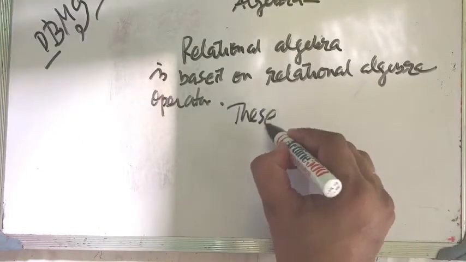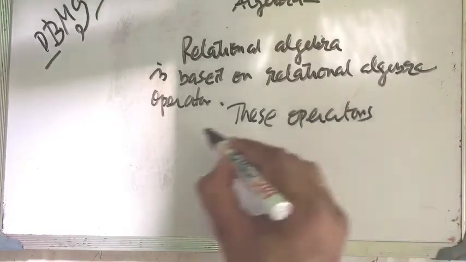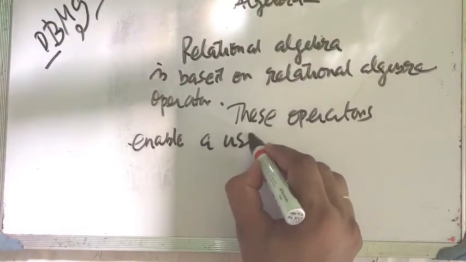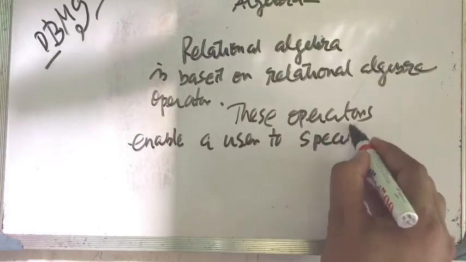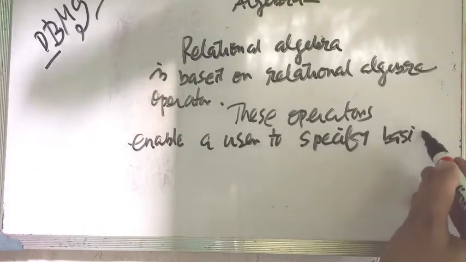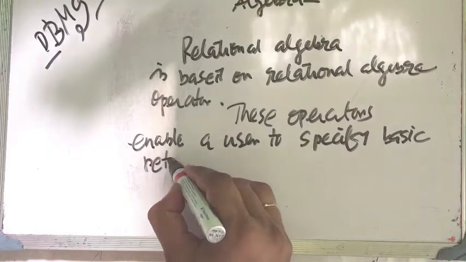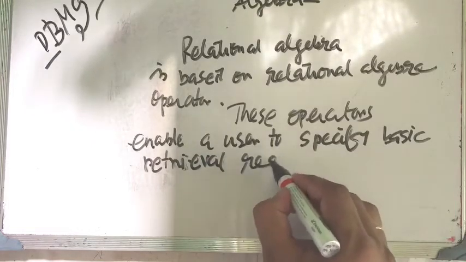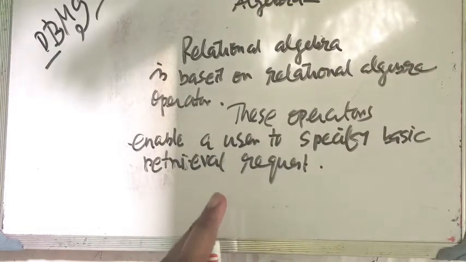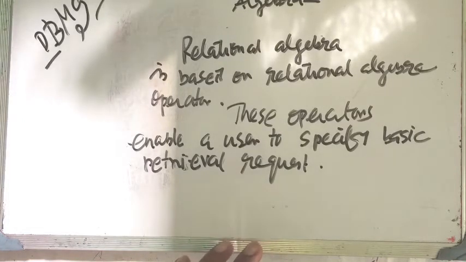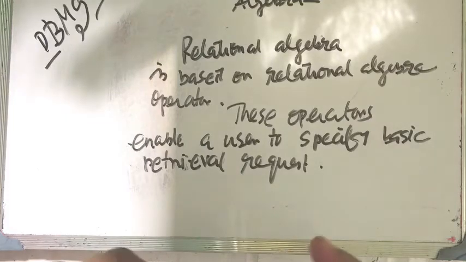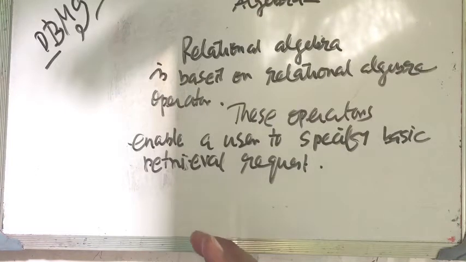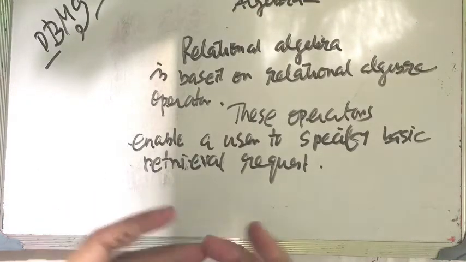These operations enable a user to specify basic retrieval requests. So these are the operators with the help of which we access the data from the database. So this is the procedural language.